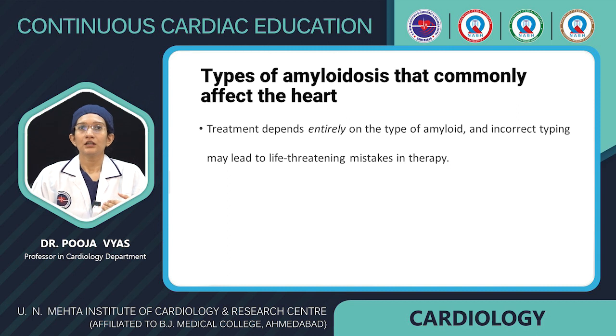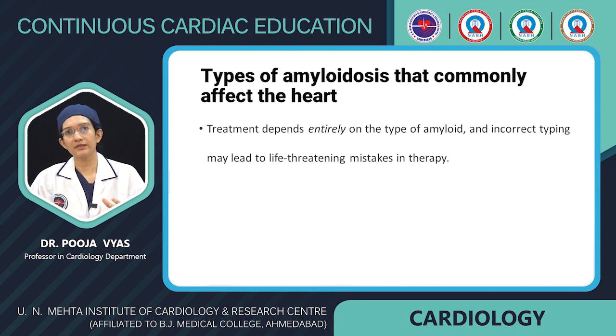So there are various types of amyloidosis which commonly affect the heart, and these types are very important because the treatment depends on the type of the amyloid. Incorrect typing will lead to life-threatening mistakes in therapy. So it is very important to decide which type of amyloidosis is affecting the heart.